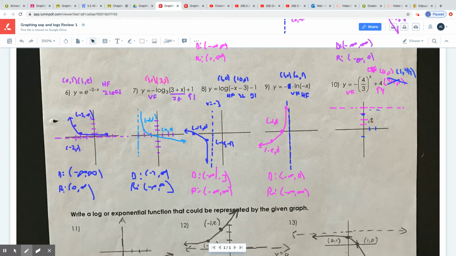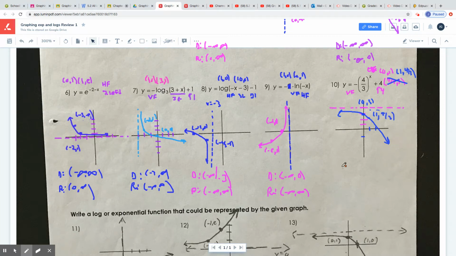So 1 comma 4/3 is right in here. I flip it, which is 1 comma negative 4/3. Then I add 4. So negative 4/3 plus 12 thirds, that's 8 thirds, which is still less than 3. So it's like right there. All right. And this is where the naming of the points, the labeling, is very important. All right. So we end up with 0, 3. All right. And then here we end up with 1, 8 thirds.